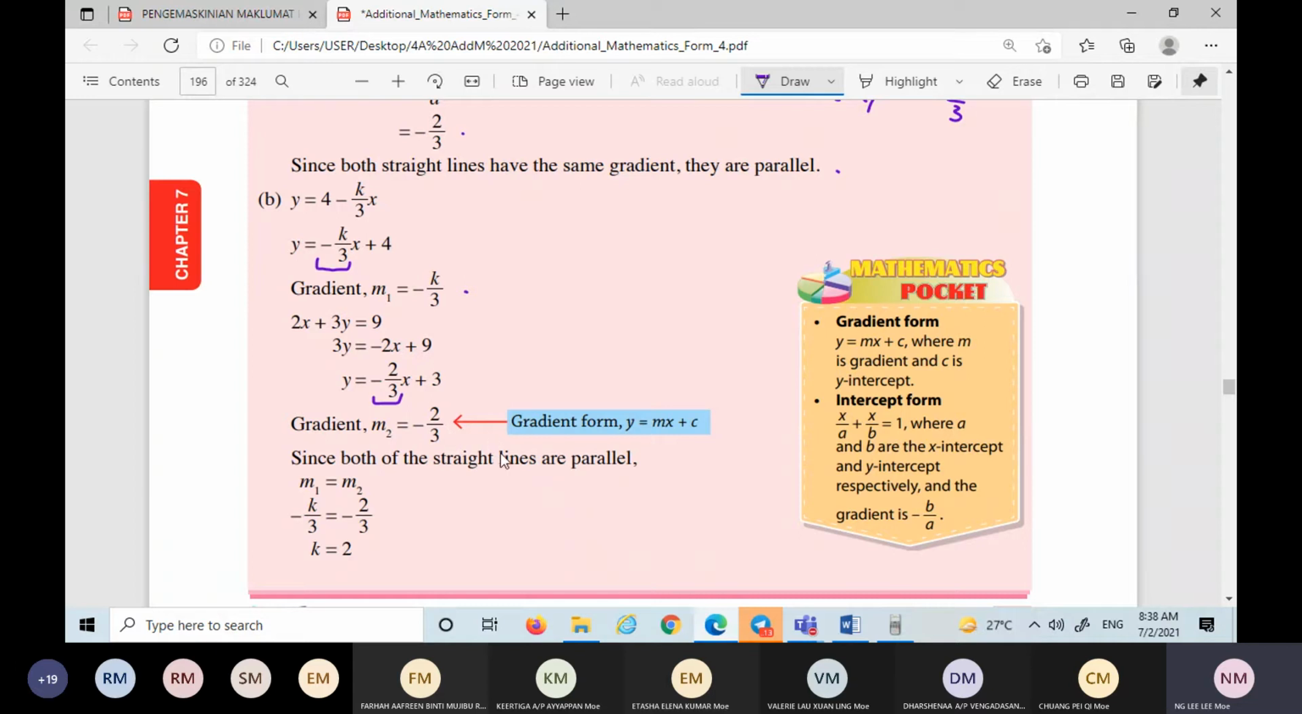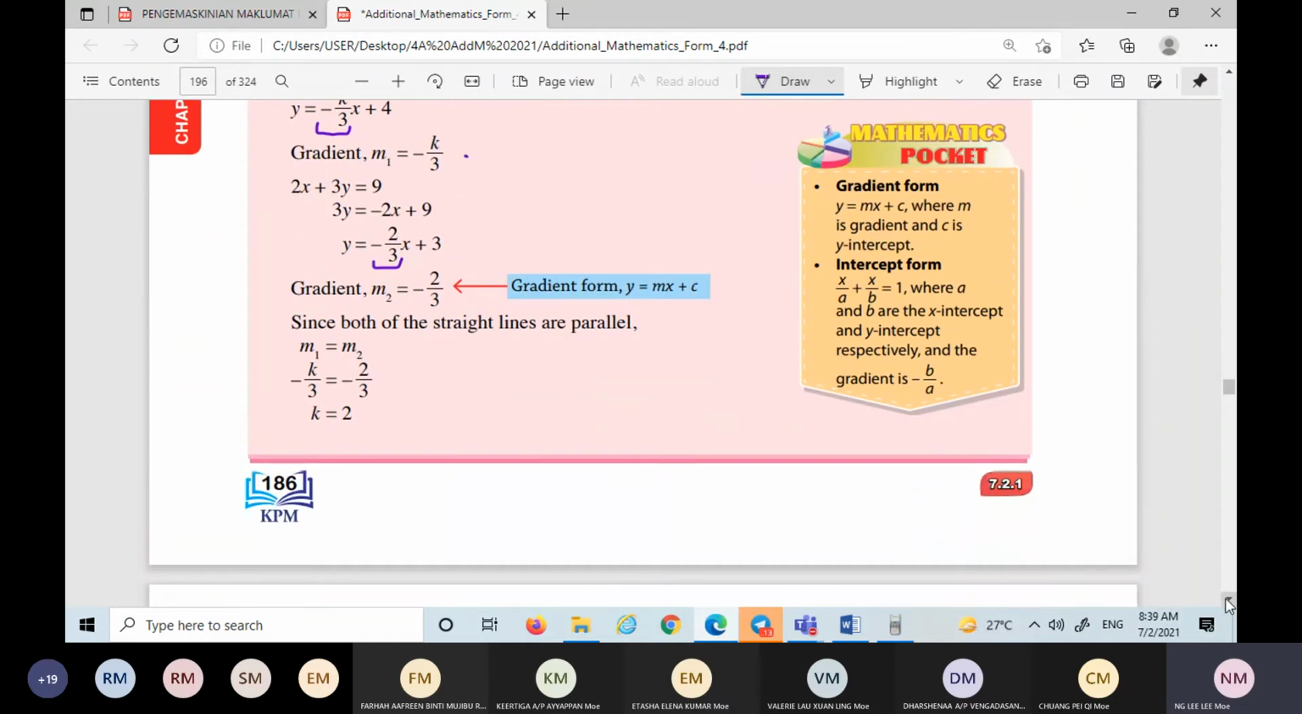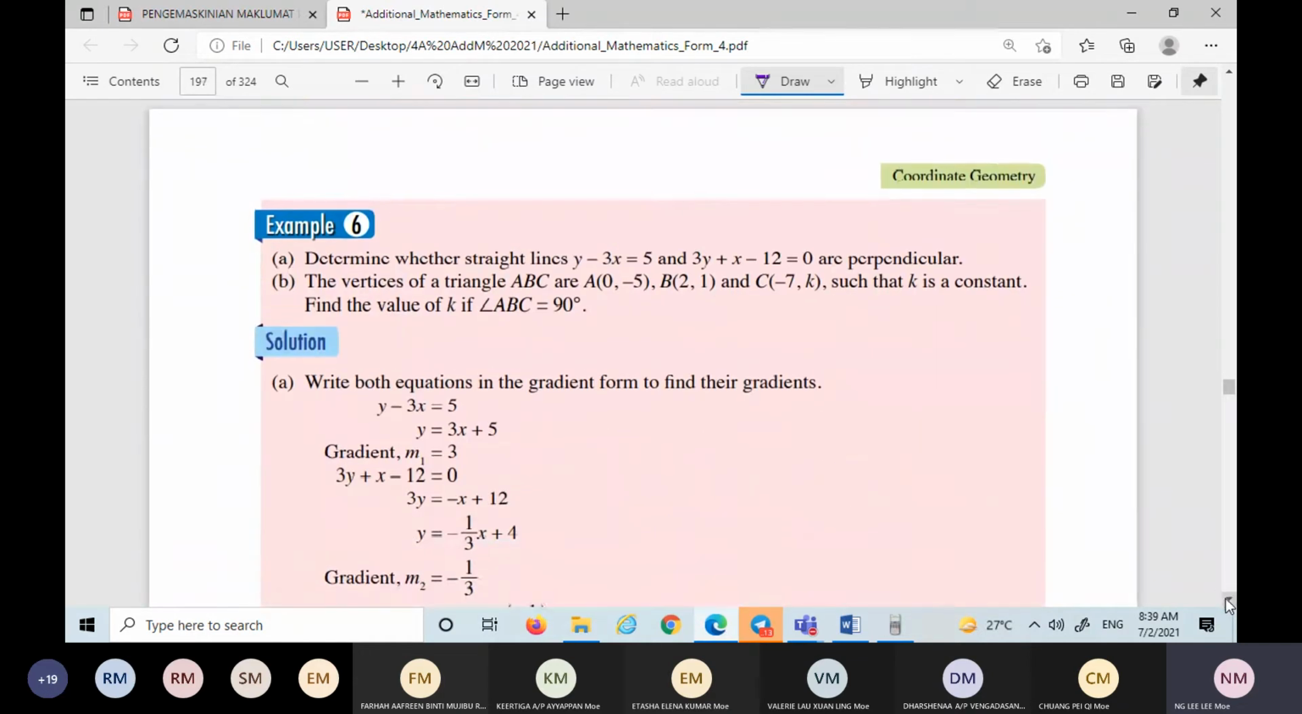Then because they are parallel, you can let the gradients be the same. So negative 3/k is equal to negative 2/3. Therefore, k is 2. So this is how you apply the theory just now. Now we go to example 6.